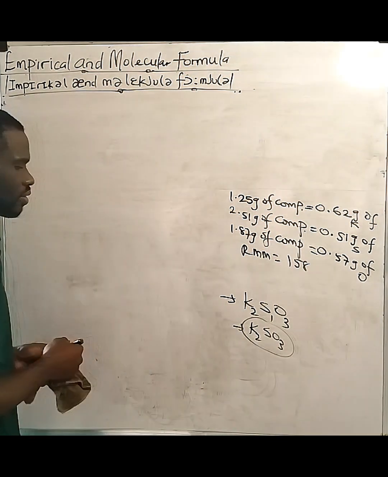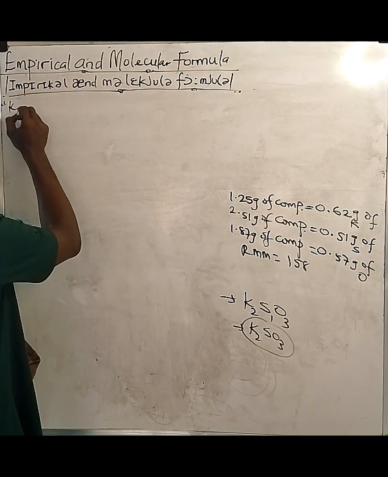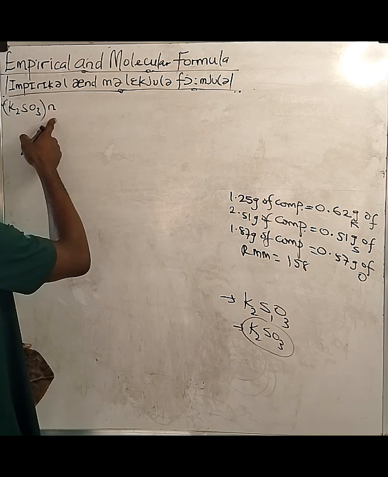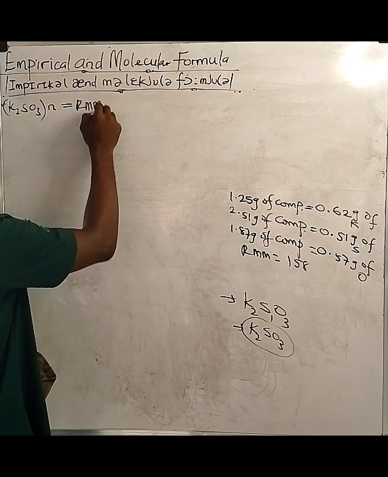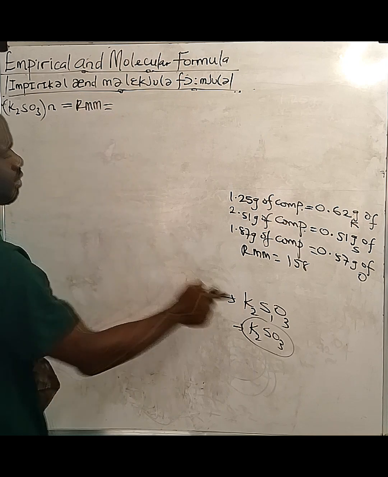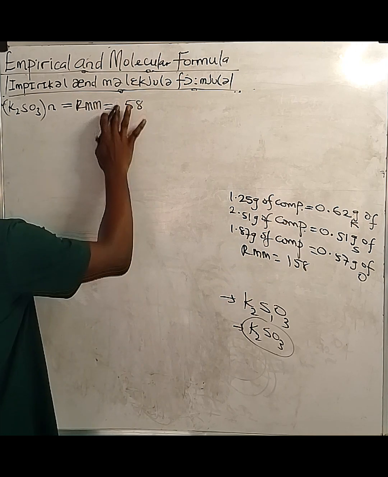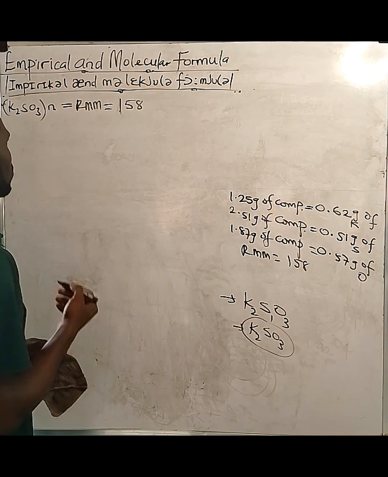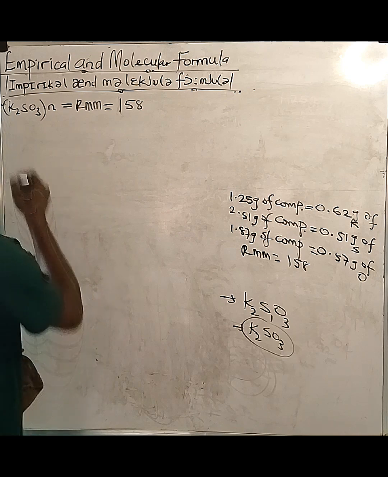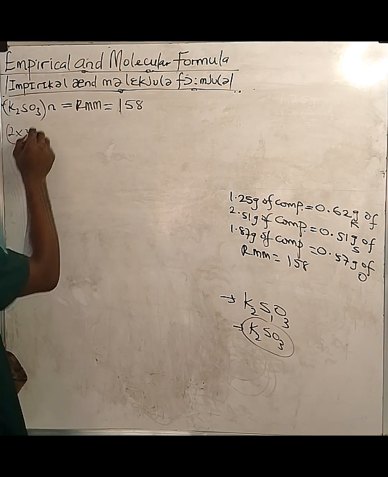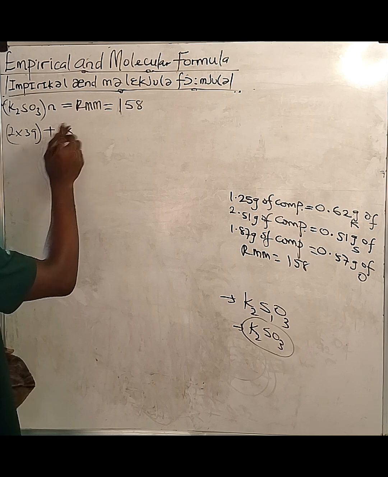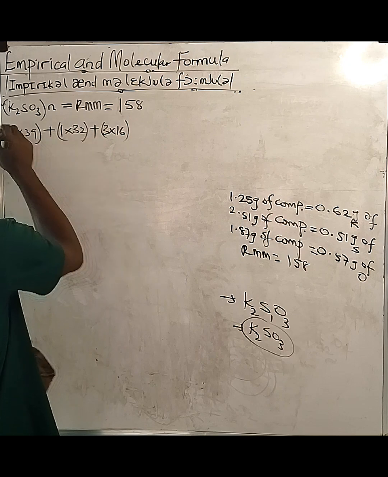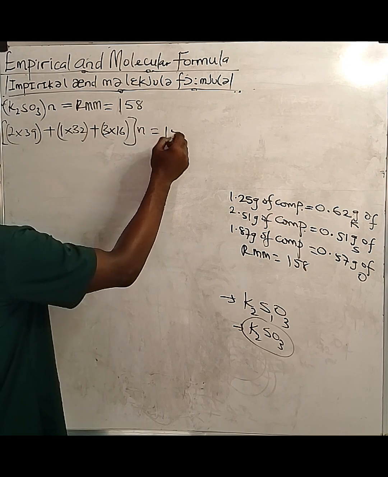Right here we have our K2SO3. Multiply this by an imaginary number of atoms, which will give us our relative molecular mass for our molecular formula. We've been given already 158. So don't forget potassium has an atomic mass of 39, sulfur is 32, oxygen is 16. So 2 atoms of potassium, 2 times 39, plus 1 atom of sulfur, 1 times 32, plus 3 atoms of oxygen, 3 times 16, times n equal to 158.